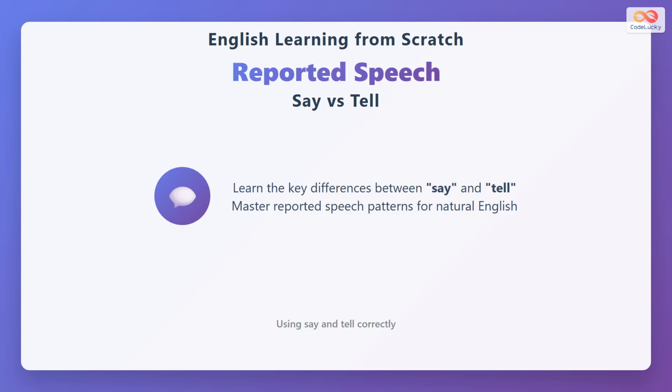Learn how to correctly use the verb say and tell in reported speech. The verb say is often used to focus on the exact words spoken. The verb tell usually includes a listener or a person being told something. Understanding the difference helps to use these verbs properly in English.